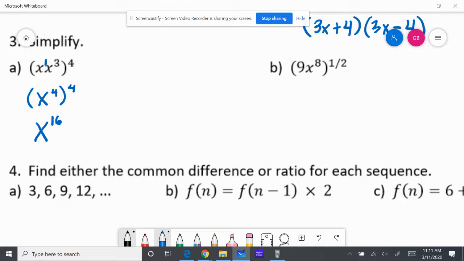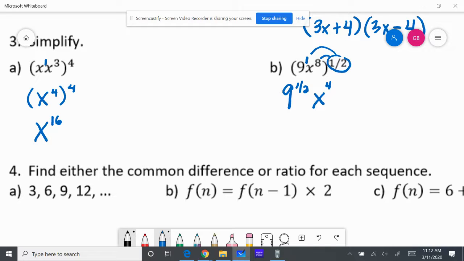For B, this is again a power of a power, and you need to distribute the 1/2 to each of the exponents. Now remember that 9 technically has an exponent of 1. So you're going to distribute that to the 1 and to the 8. So this turns into 9 to the power of 1/2, x to the power of 4, because half of 8 is 4.